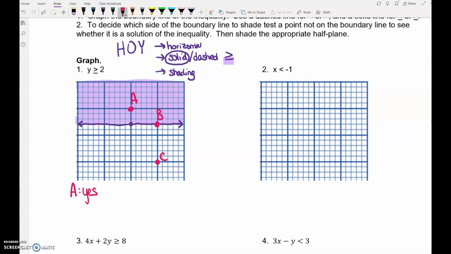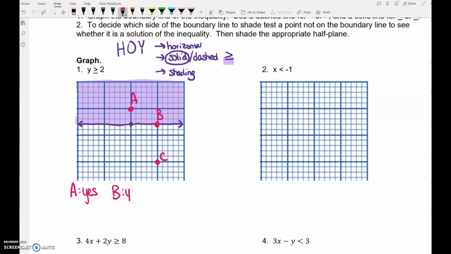Why is it a solution to the inequality? It's in the shaded region. It has a y value of 5. 5 is bigger than 2, so it satisfies the inequality. Is point B a solution to the inequality?